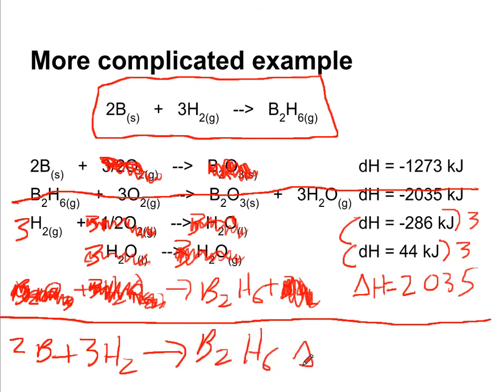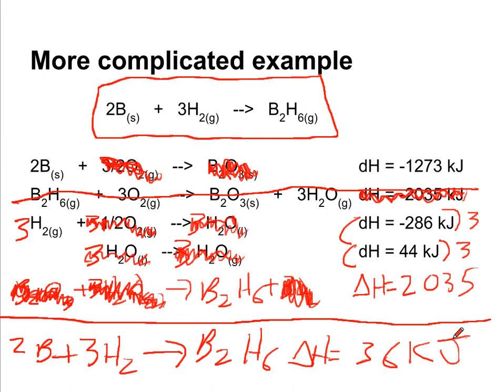B2H6. Now to calculate the delta H value, we're going to add all these up, but first we would multiply negative 286 times 3 and 44 times 3. And remember, that's just because we had to multiply those reactions by a coefficient of 3. So when you add all of those up, and remember we got rid of this value, we flipped the sign on it, you add those 4 steps up, you come up with the delta H value of 36 kilojoules.